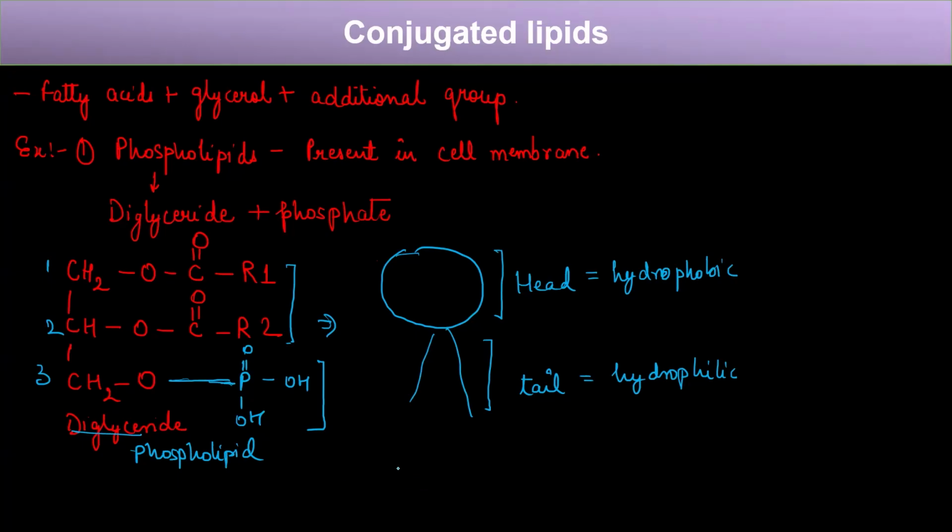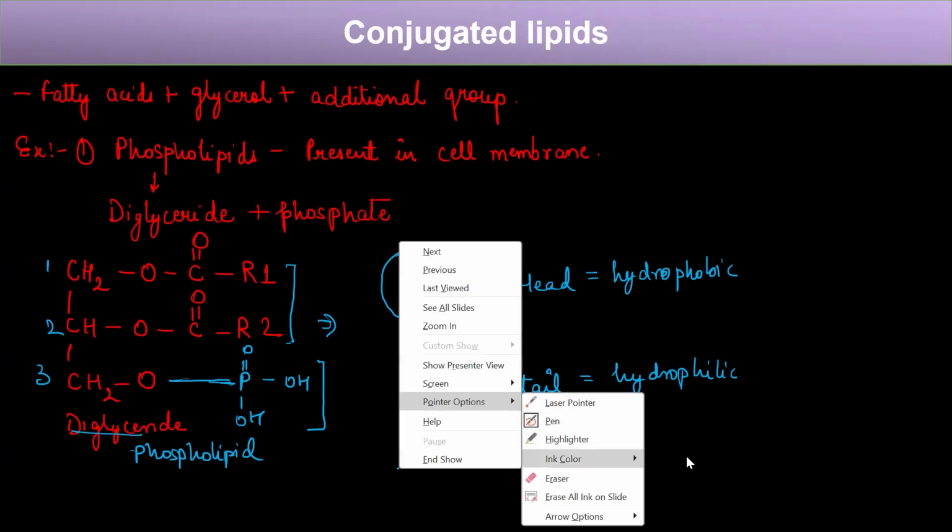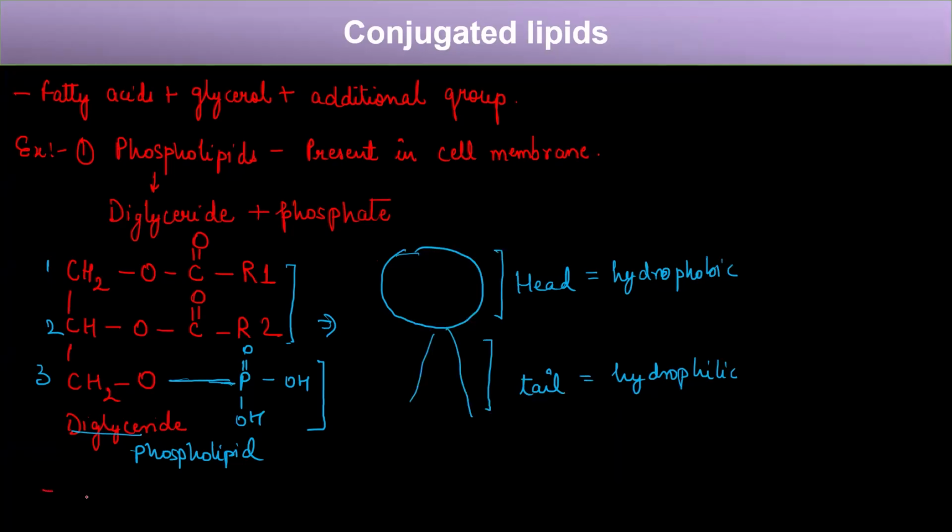Apart from this, we have one more example, or type of phospholipid, and that is lecithin. Lecithin is present in the cell membrane, and it is also present in alveoli. It consists of fatty acid plus glycerol plus one more group that is called choline.